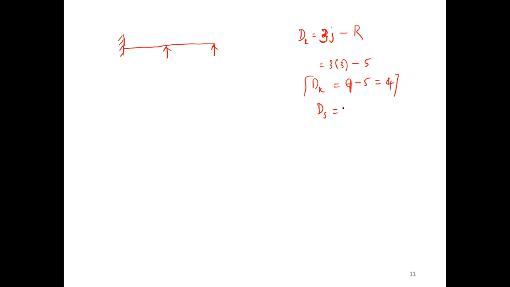What is static indeterminacy? 2m plus r minus 2j. How much? 3. So for this structure, which method? This is the force method, and this is the displacement method. Now tell me, which method is best suited for this problem? Force method. Why?